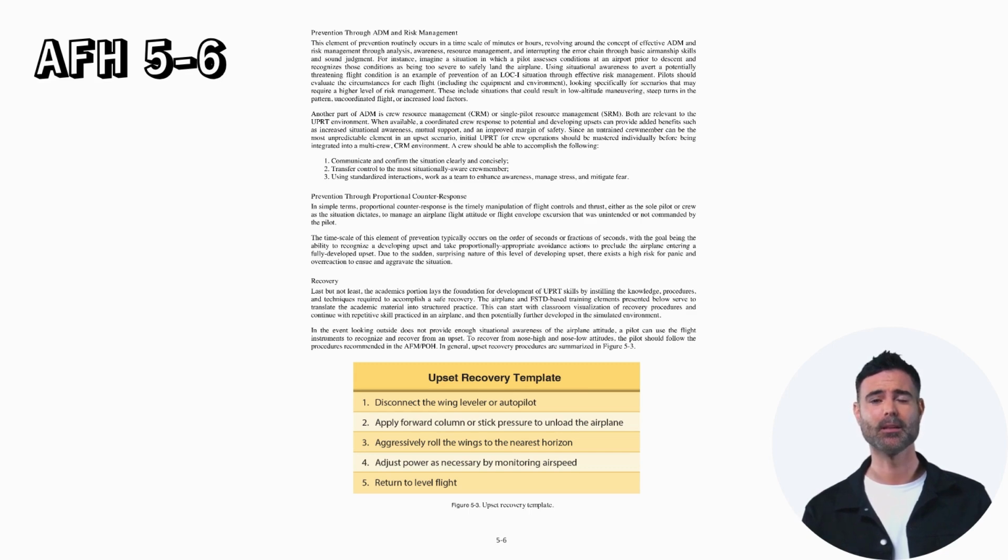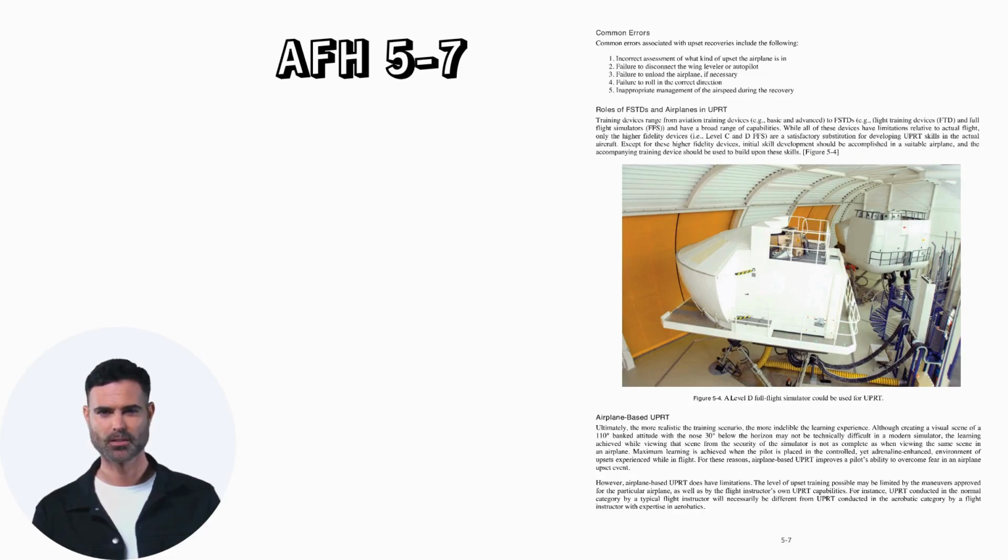In the event looking outside does not provide enough situational awareness of the airplane attitude, a pilot can use the flight instruments to recognize and recover from an upset. To recover from nose-high and nose-low attitudes, the pilot should follow the procedures recommended in the AFM/POH. In general, upset recovery procedures are summarized in Figure 5.3. Common errors.